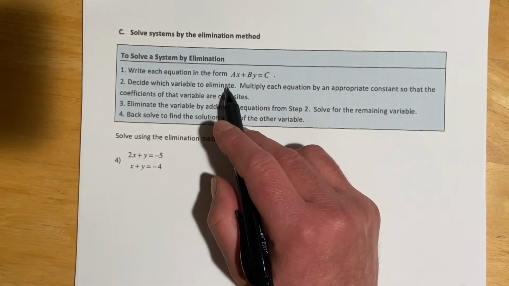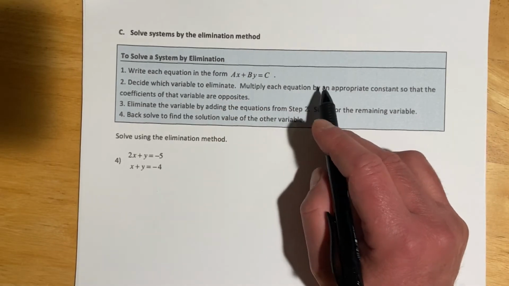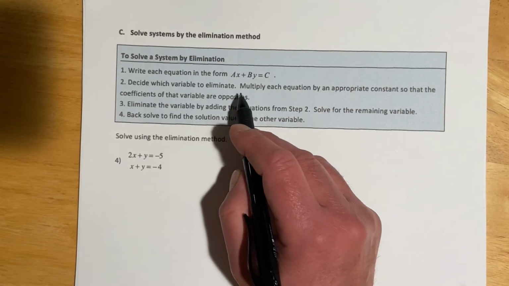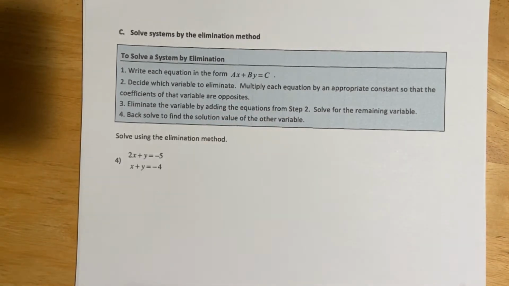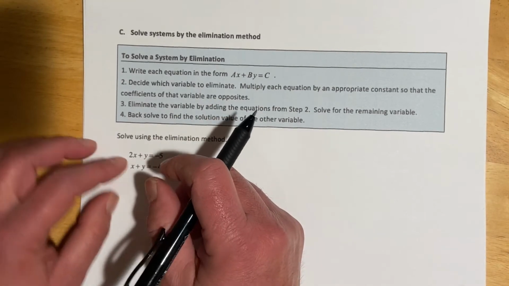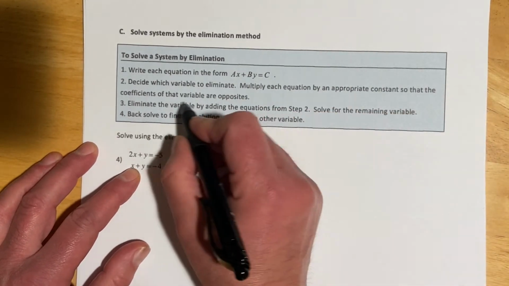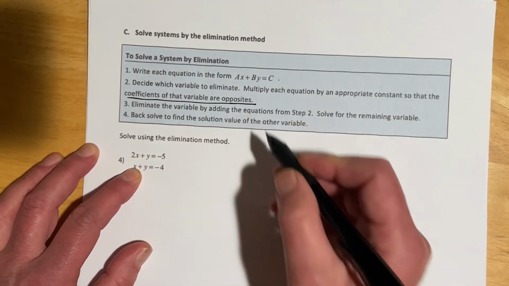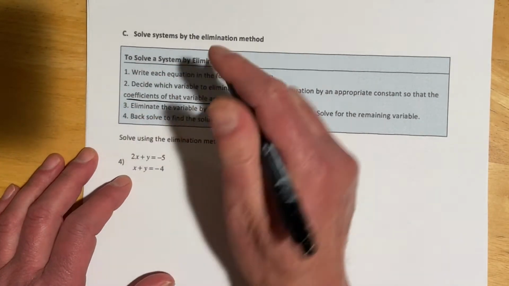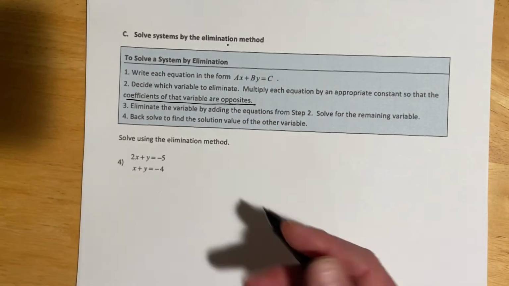Second, decide which variable to eliminate. Multiply each equation by an appropriate constant so that the coefficients of that variable are opposite. So what we're going to do is add the two equations together. We want to get coefficients that are opposite, so same number but with opposite signs, so that when we add them together, that eliminates one of the variables.